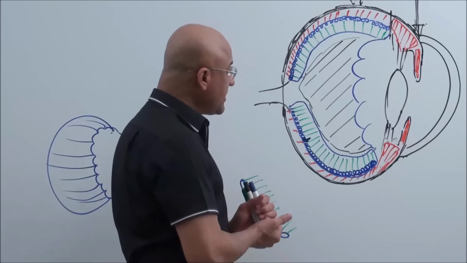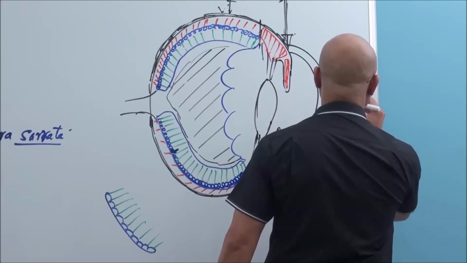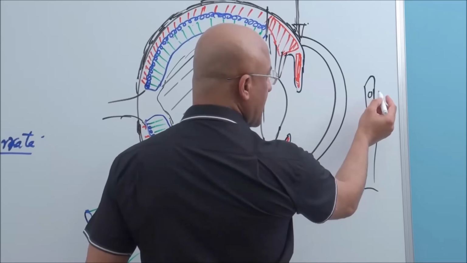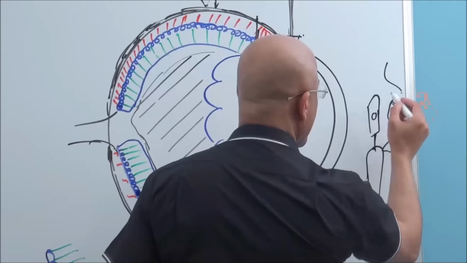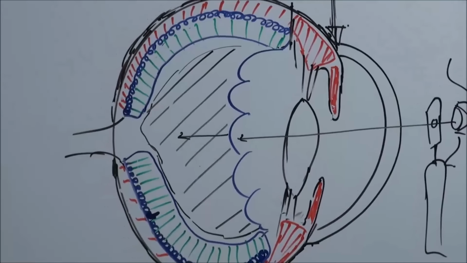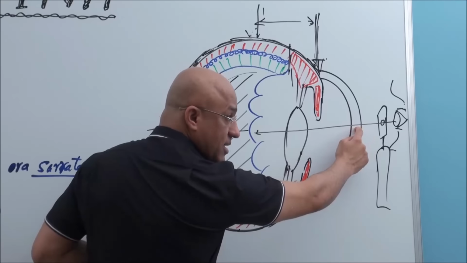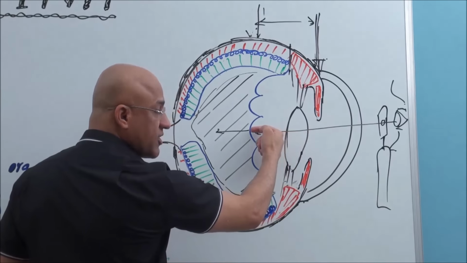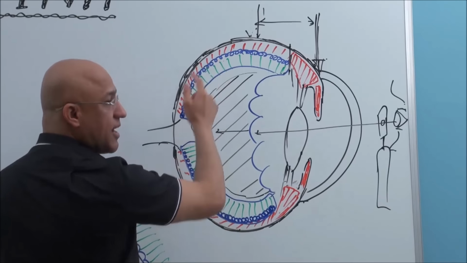Right. Now, another thing: if an ophthalmologist looks inside the eyeball through a lens, what is this? An ophthalmoscope. Through the ophthalmoscope, he is looking through the cornea, the aqueous humor through the anterior chamber and posterior chamber, and the lens. Then he is looking through the vitreous body, and then he will look at the retina.